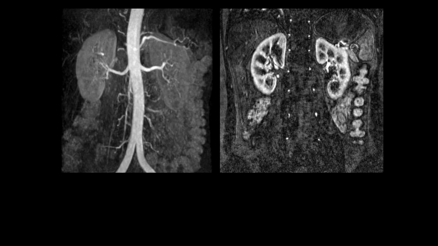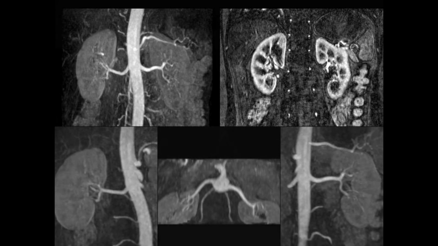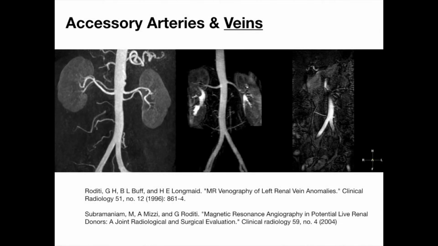So we can see accessory arteries and we can see veins. This is actually veins on phase contrast and 2D time of flight from years and years ago. But this is more recently up to date with surgical. We audit our renal donor transplants in Glasgow, and we've shown that we can reliably tell the surgeons how many arteries there are and how many veins there are.